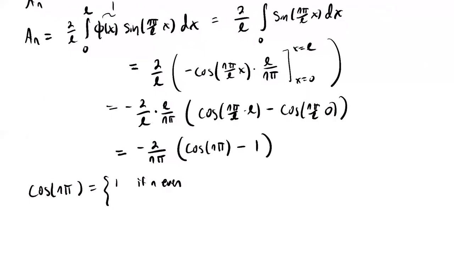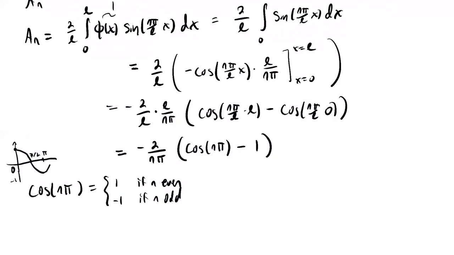What happens if n is odd? Remember, what does the graph of cosine look like? Cosine is 0 at pi over 2, and at pi, it's equal to negative 1, and then it goes up. So it turns out that for every odd multiple of pi, cosine is negative 1, so if n is odd.